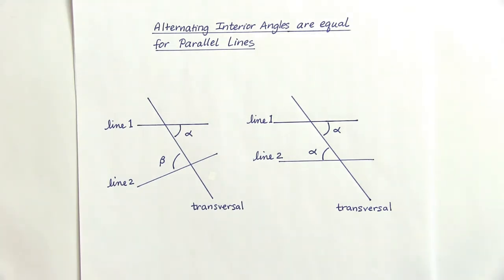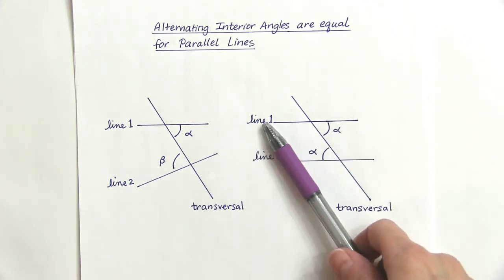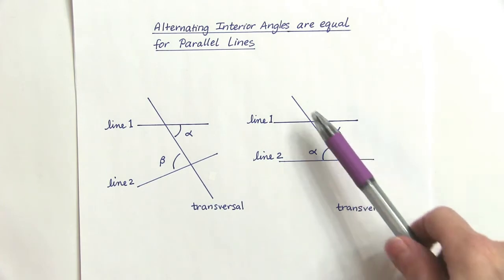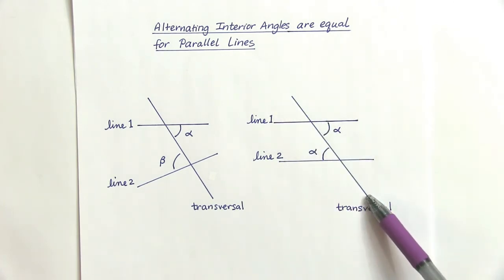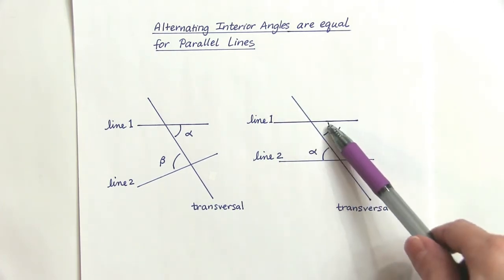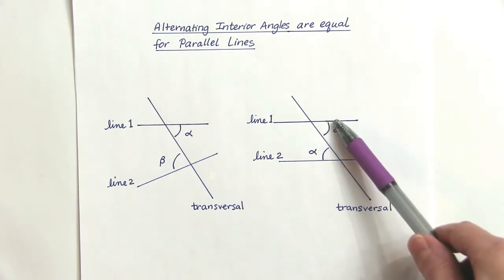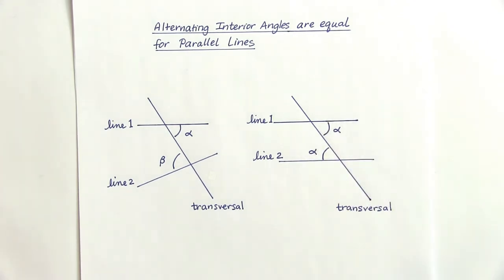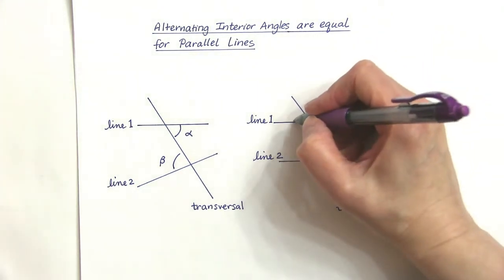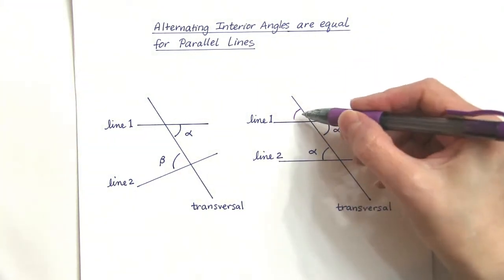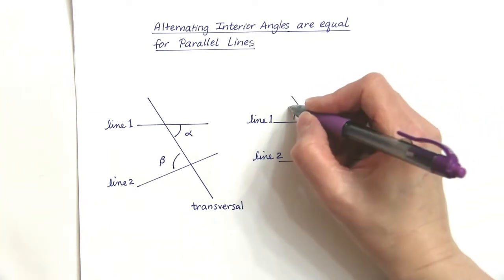So the property for alternating interior angles for parallel lines goes like this. If two lines are parallel and we have one transversal, then these alternating interior angles must be equal. And this is not too difficult to tell if you can remember that any two vertically opposite angles must be equal.